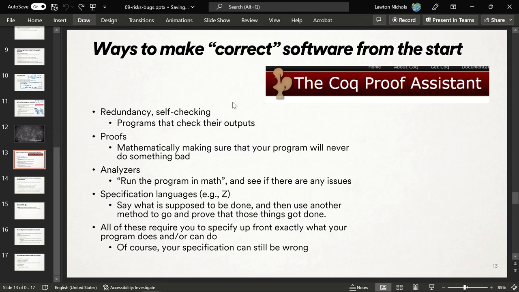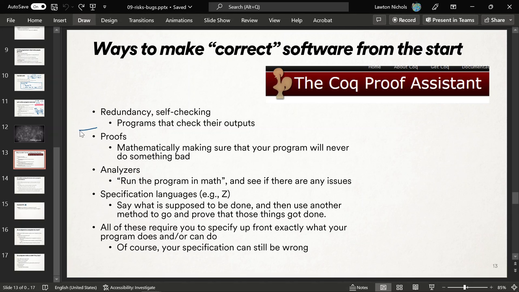So just give the same contract to two different development corporations, have them make you the same program, and make sure they agree on their output. Like, okay, the plane should turn left. Okay, the plane should turn right. That's helpful. Programs that check their outputs, make sure that the output is correct before they give it to the plane to execute, right? Something like that.